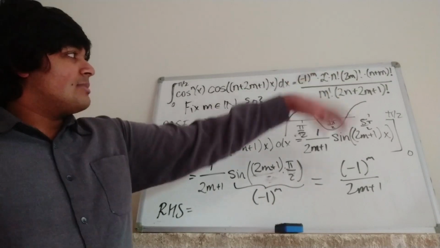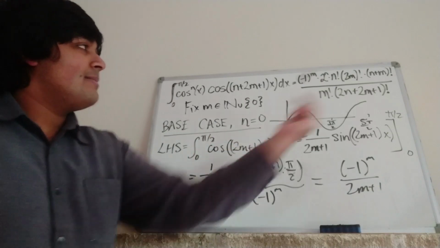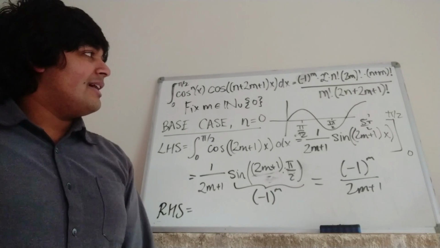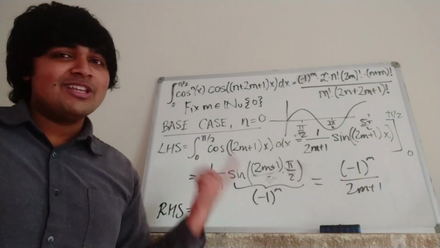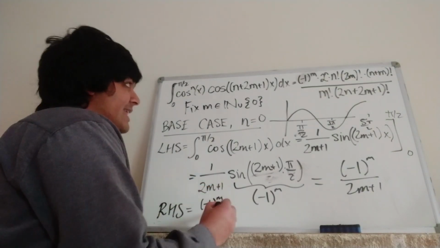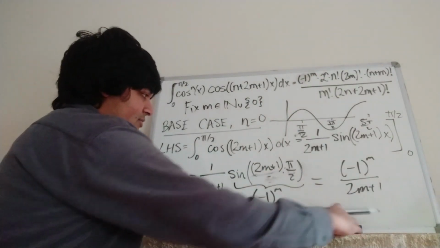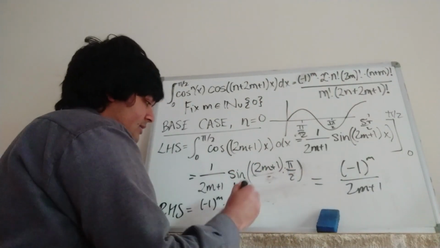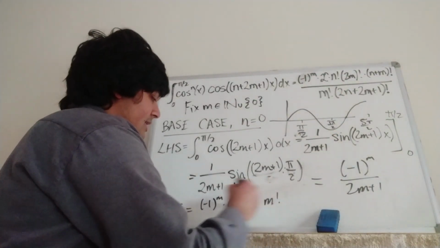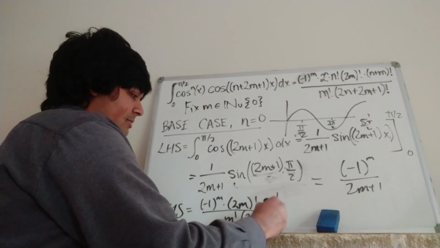Well, just plug in n equals 0. We're going to get 2 to the 0, which is 1, n factorial is 0 factorial, which is 1, and we get 0 plus m factorial, which is m factorial, and on the bottom we get 2 times 0 plus 2m plus 1 factorial, which is of course 2m plus 1 factorial. So I'm just going to ignore all the 1s, so this is just minus 1 to the m, times 2m factorial, times an m factorial, divided by an m factorial times a 2m plus 1 factorial.